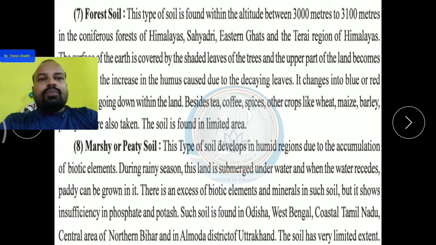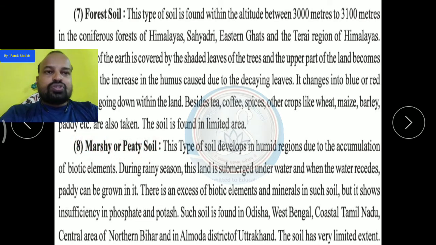Okay, now number 8, marshy or peaty soil. This type of soil develops in the humid region due to the accumulation of biotic elements. Because of that, the biotic elements there are very abundant and accumulated. So this type of soil is developed in the humid region due to the accumulation of biotic elements. During the rainy season, this land is submerged under the water, and when the water recedes, paddy can be grown in it.